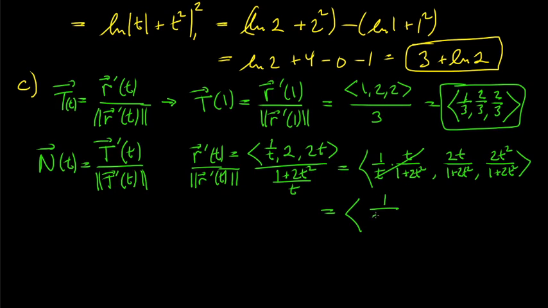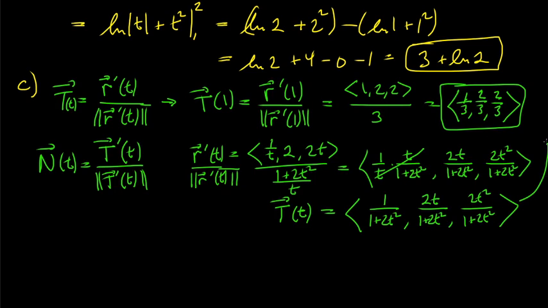So 1 over 1 + 2t², and then 2t over 1 + 2t², and then 2t² over 1 + 2t². And you can now check that this is a unit vector. So this is the unit tangent vector as a function of time. And of course now if you plug in t equals 1, you just get this again, the 1/3, 2/3, 2/3.